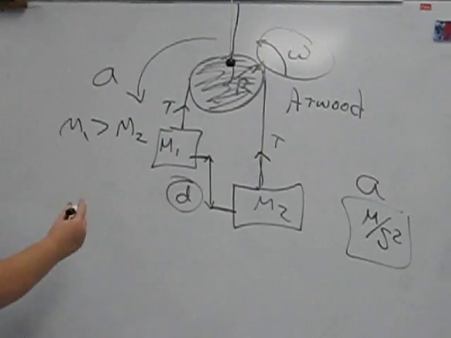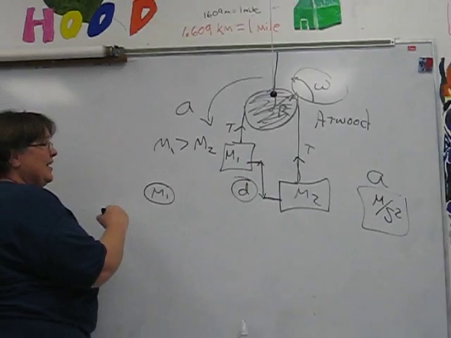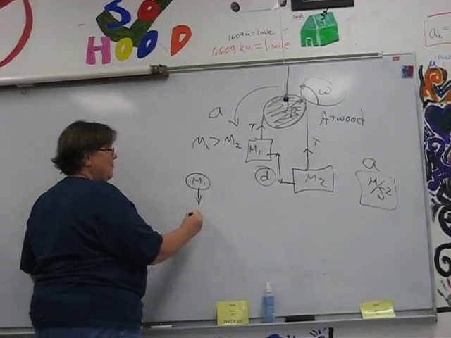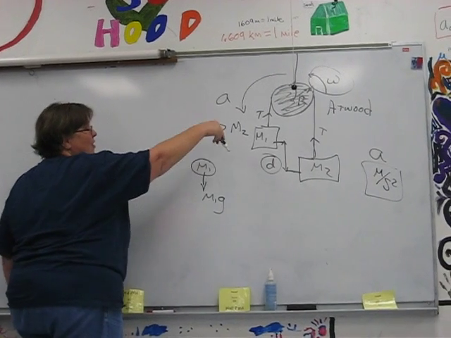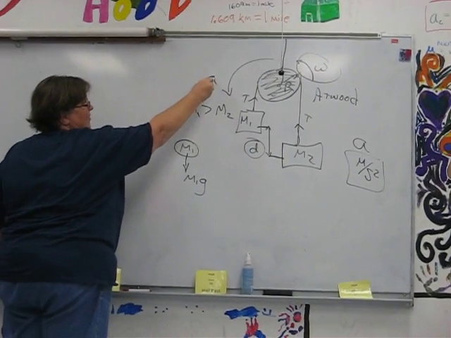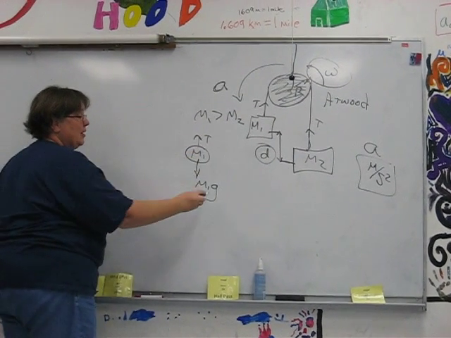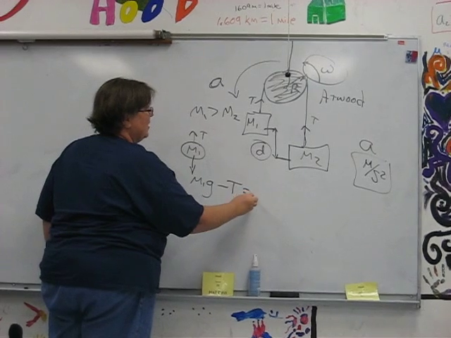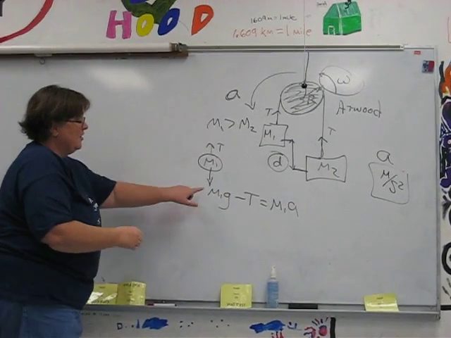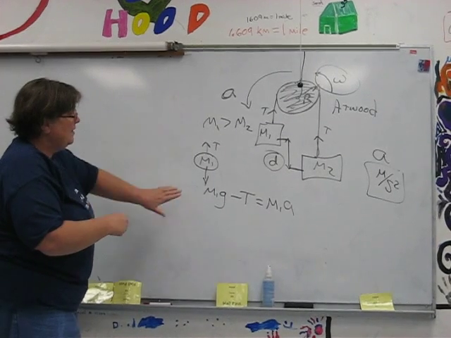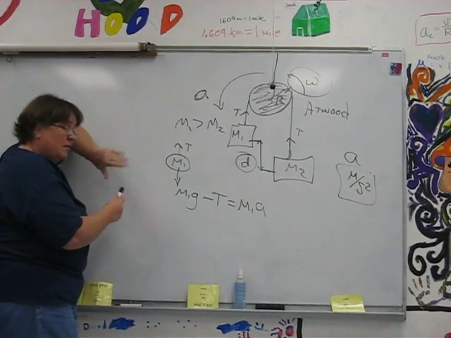All right, so we set up our little free body diagram. The forces acting on M1, well, you have M1's weight, and the only reason M1 doesn't fall and accelerate towards the ground at a rate of g is because there's tension pulling back. Now, the reason I've chosen these signs, the negative with the tension and the positive with the weight, is because the system is moving counterclockwise.